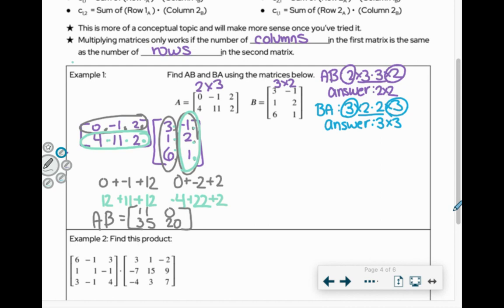Now we're going to do the same thing, but we're going to do B times A. Also, before I move on, this is my 2 by 2 that I was expecting. Okay. All right, now let's do B times A.